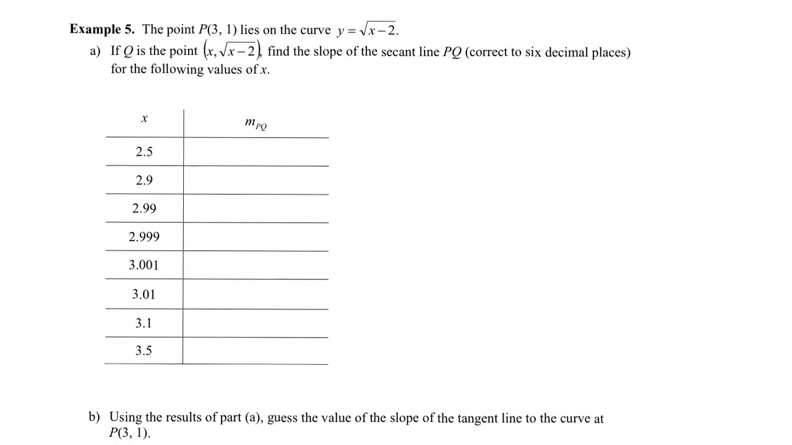So we've got one last example, and this one shouldn't give us too much trouble now that we've seen what's happening. We've got this point, (3, 1), that lies on this curve, y equals the square root of x minus 2. We've got this other point, Q, and we want to find the slope of the secant line PQ correct to 6 decimal places. We'll be using the calculator for this.